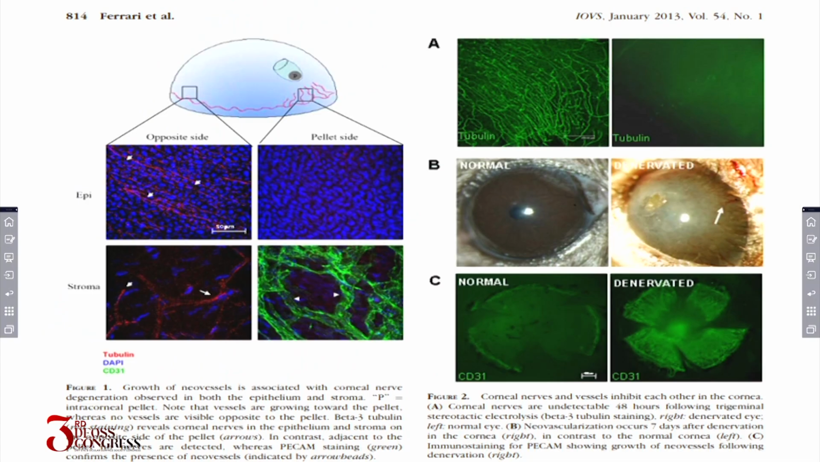And what you see is that if you put a pellet in the cornea, and then take out that cornea and look at the nerves, where the pellet is there and vascularization is occurring, the nerves are gone. In the other area where the pellet is not there and vascularization has not come in, the nerves are there.